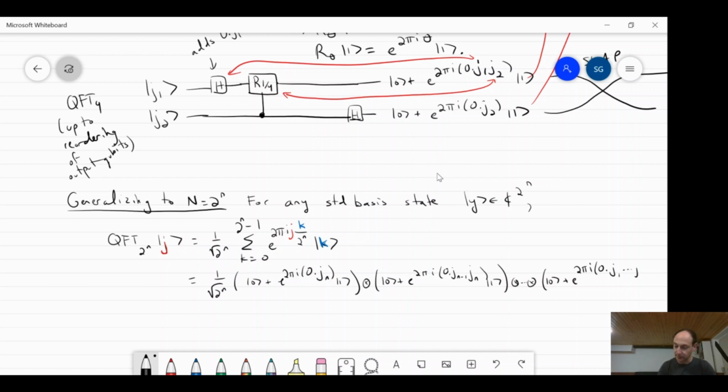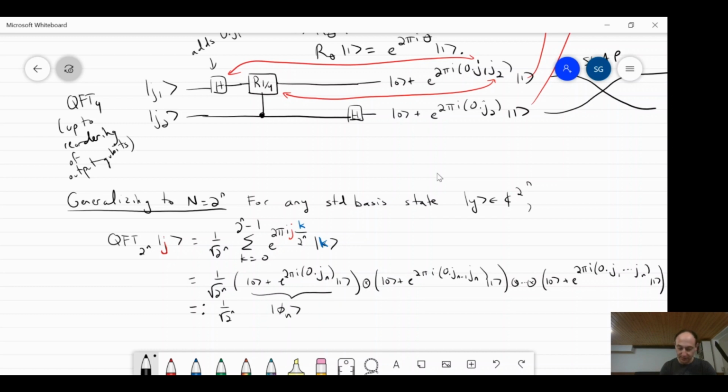0.j1 through jn. Okay, so that's the full decomposition. And now, just for brevity, I'm going to redefine each of these states. I'm going to give them a name, basically. So we'll call the first bracket phi n, right?